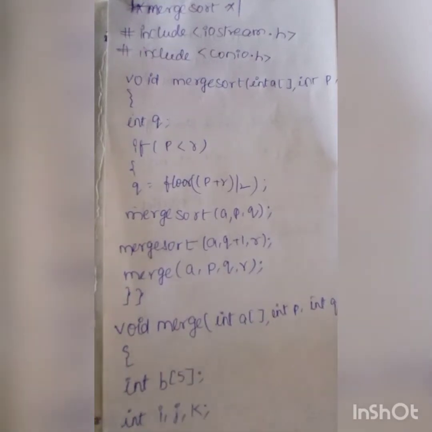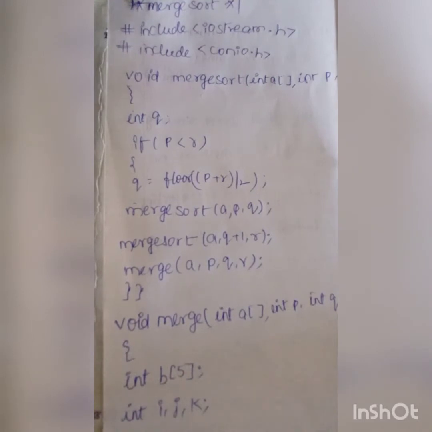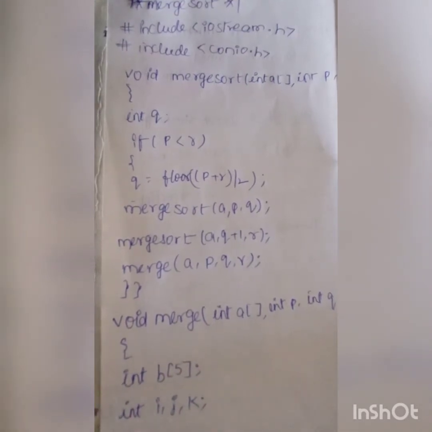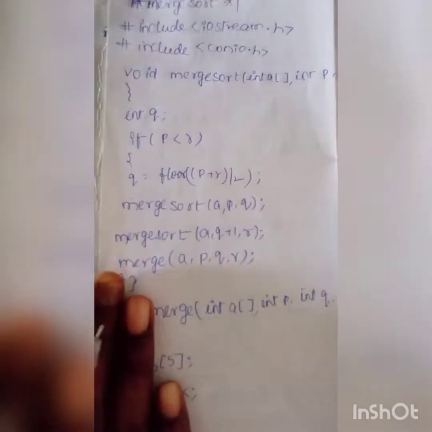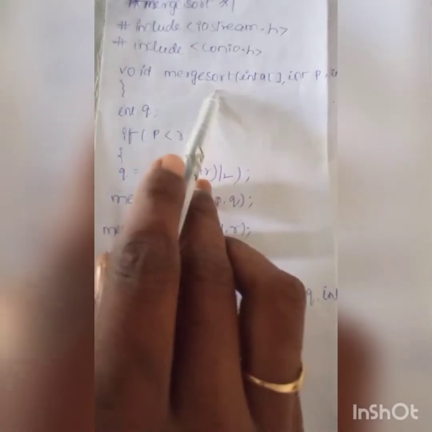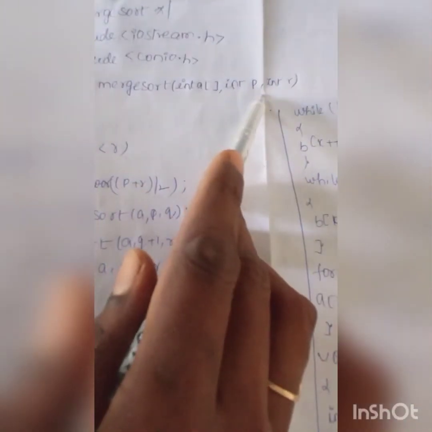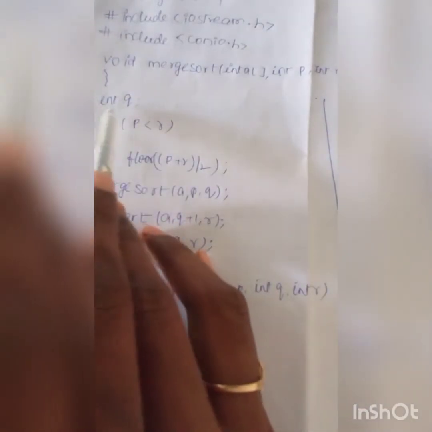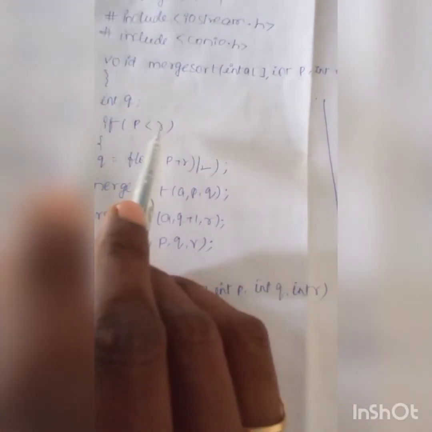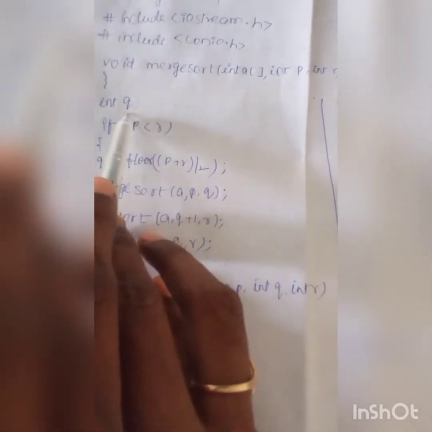So in this program we are going to discuss the merge sort. In the last class we discussed what merge sort is, and how we are going to divide the list. First here I have a function void merge sort (int a, p and r). I am taking a variable q, and p is the lower value, r is the upper value. Okay, so q is the middle position element.